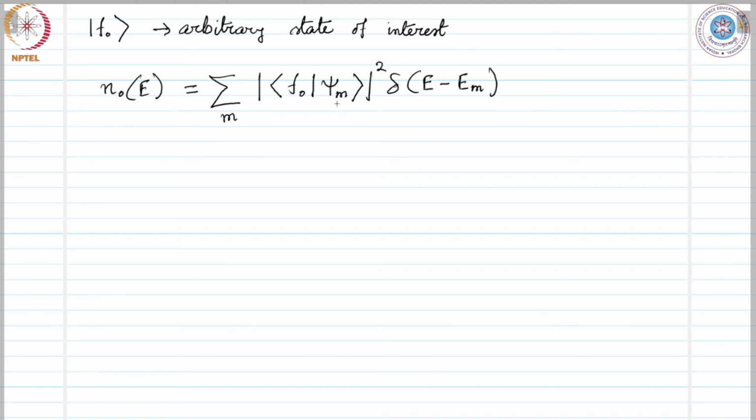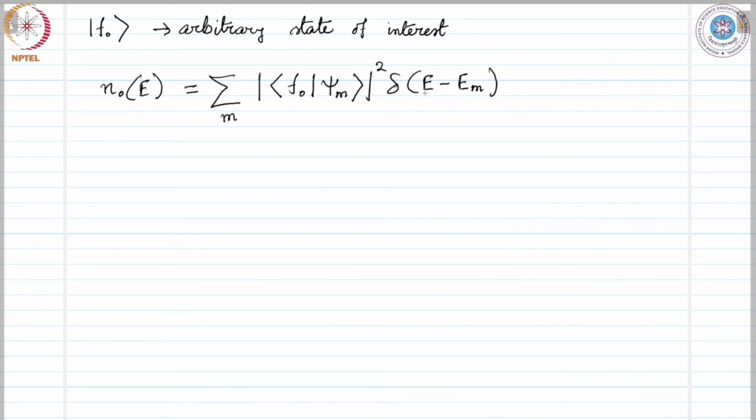Provided psi m is normalized, F naught is the arbitrary basis element, so this is also an arbitrary state of interest. This is also normalized. So this quantity, the inner product squared, would be a fraction less than 1 usually, and this gives us something less than the density of states. That's also a function of energy.